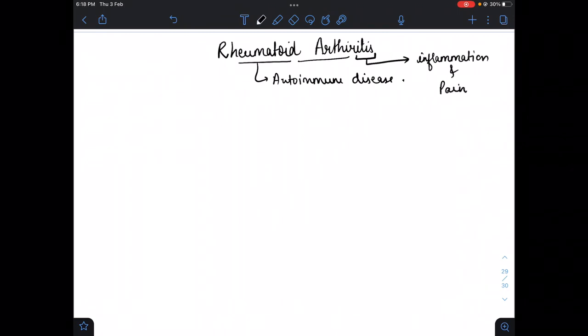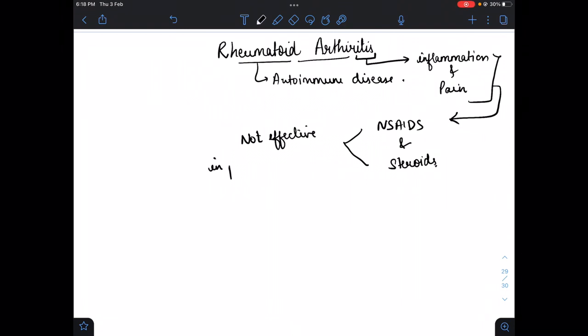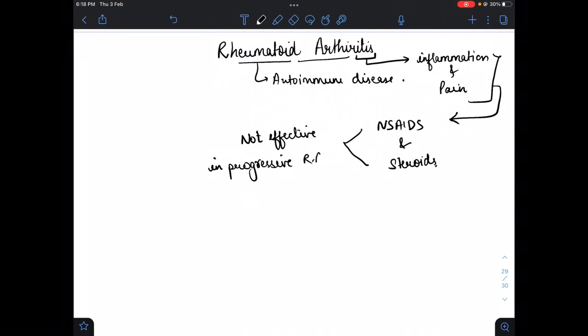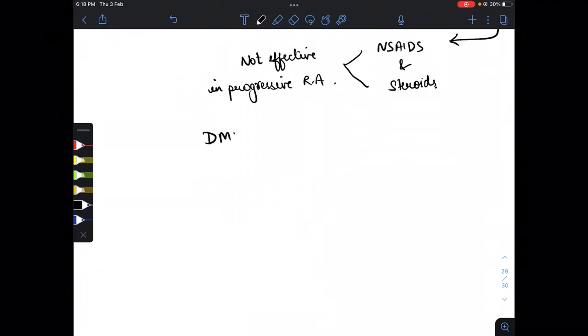For inflammation and pain, as we all studied, we use NSAIDs and steroids. But if the disease is progressive, then these two drugs are ineffective, meaning they do not treat progressive rheumatoid arthritis. So for the treatment of progressive rheumatoid arthritis, we have to use the DMARDs.